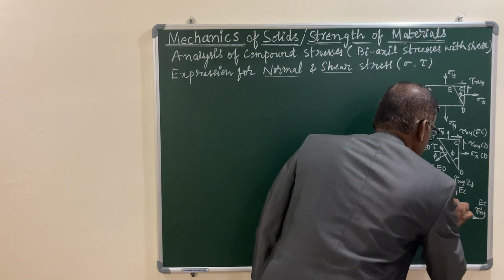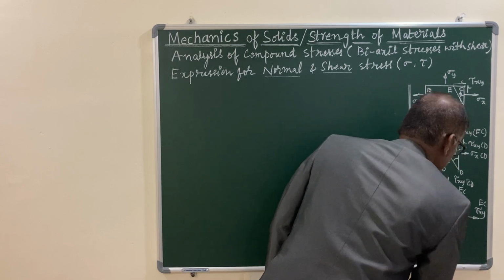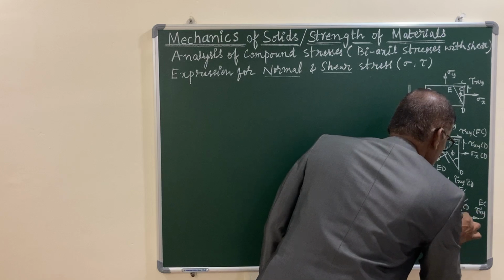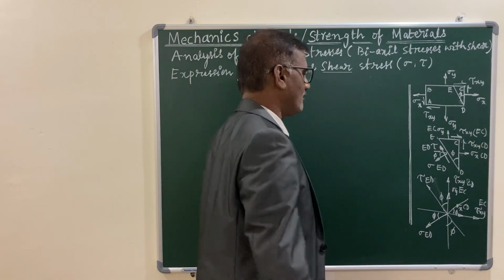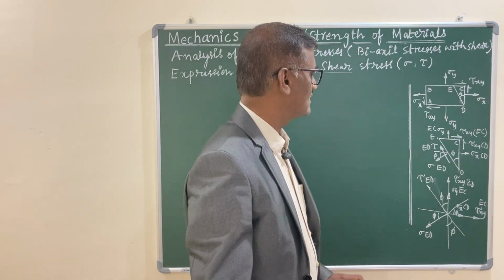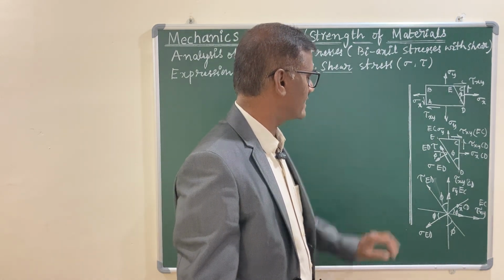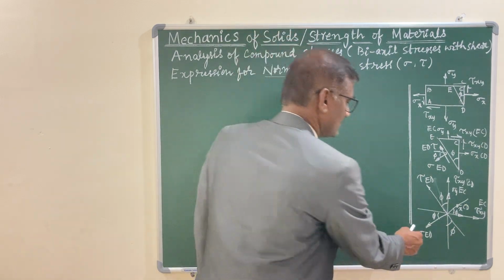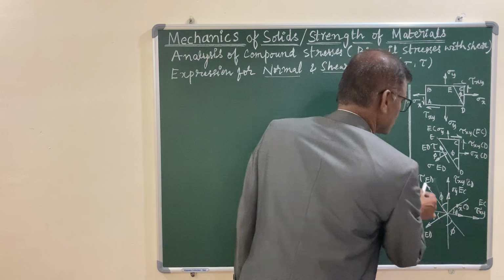This is at an angle phi. So if you extend it, this is phi, and if you extend it, this is also phi. Now you have represented all the forces of this triangular element on a coordinate axis. Now I would like to write the expression for sigma as well as tau.